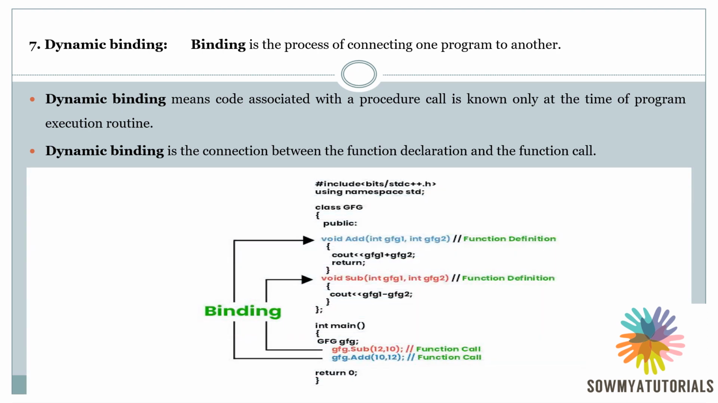So here is an example. In this example, we are defining the void add function in the class gfg. And one more function is also there, the sub. This is also a function definition of the class gfg.